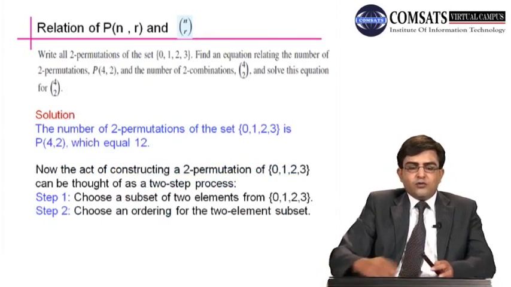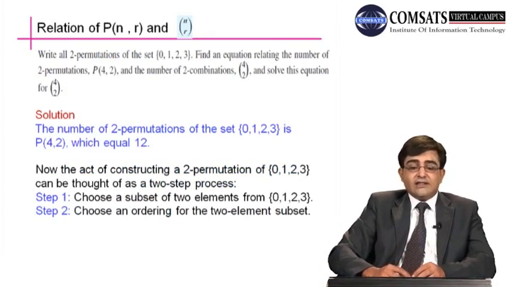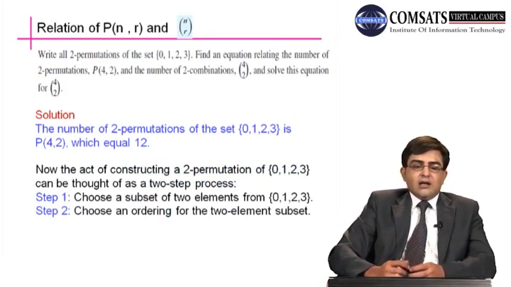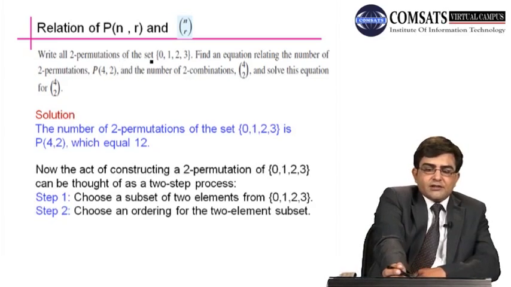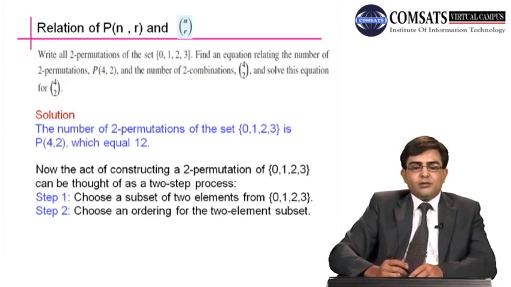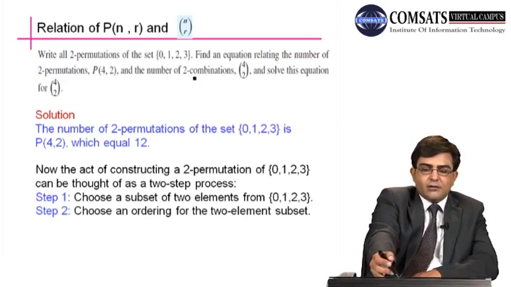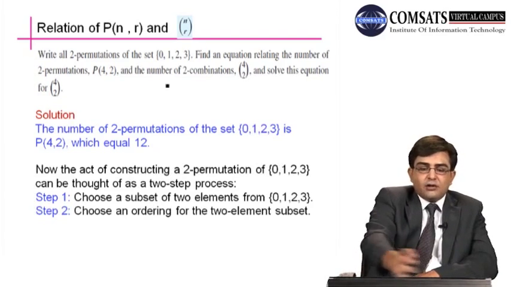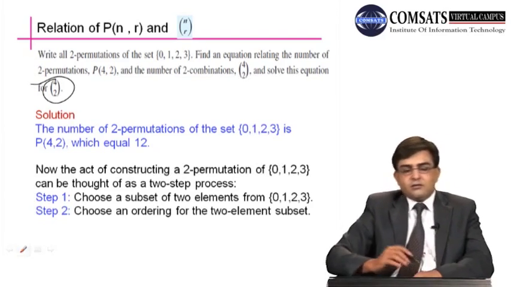And now we move to the ordered selection. Write all 2 permutations of the set 0 1 2 3. Find an equation relating the number of 2 permutations P(4,2) and the number of 2 combinations 4C2, and solve this equation for 4C2.